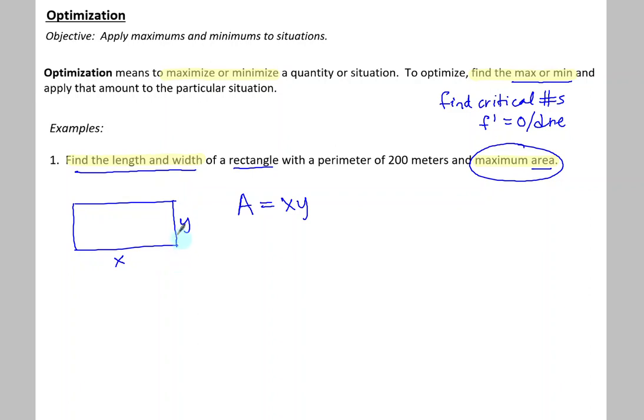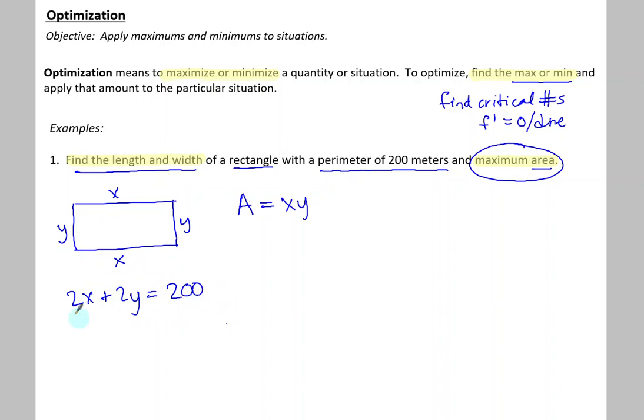What other information do we have? They tell us that the perimeter of the rectangle is 200 meters. To express the perimeter of this rectangle, if this length is x, this length is x. If this width is y, this width is y. And perimeter means the sum of all the sides. So I've got 2x plus 2y. That equals 200 meters. I'm going to leave the units out until the very end.